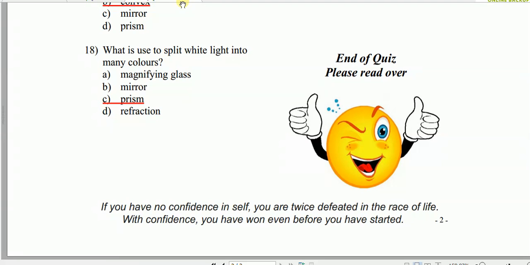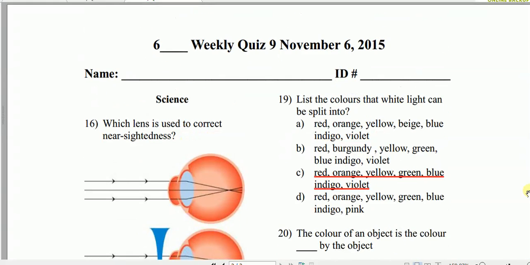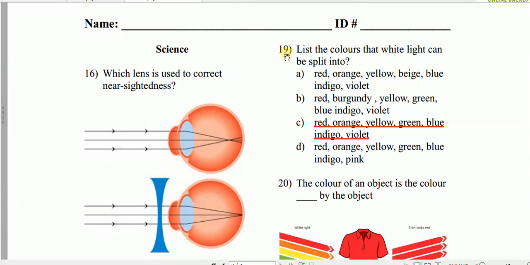Number 18 says, what is used to split white light into many colors? And that would be a prism. A prism is used to split white light into many colors. Let's go on now to number 19, which says, list the colors that white light can be split into, and that would be red, orange, yellow, green, blue, indigo, and violet.